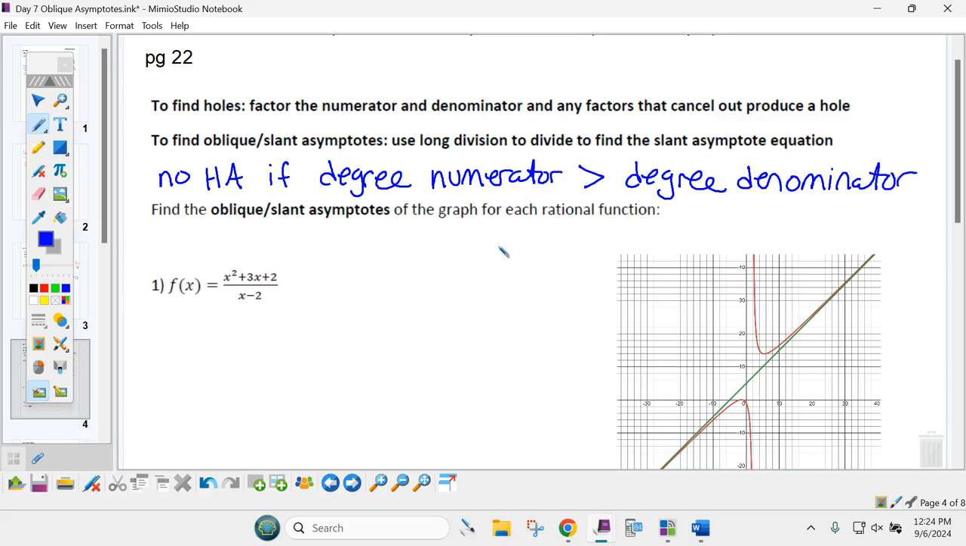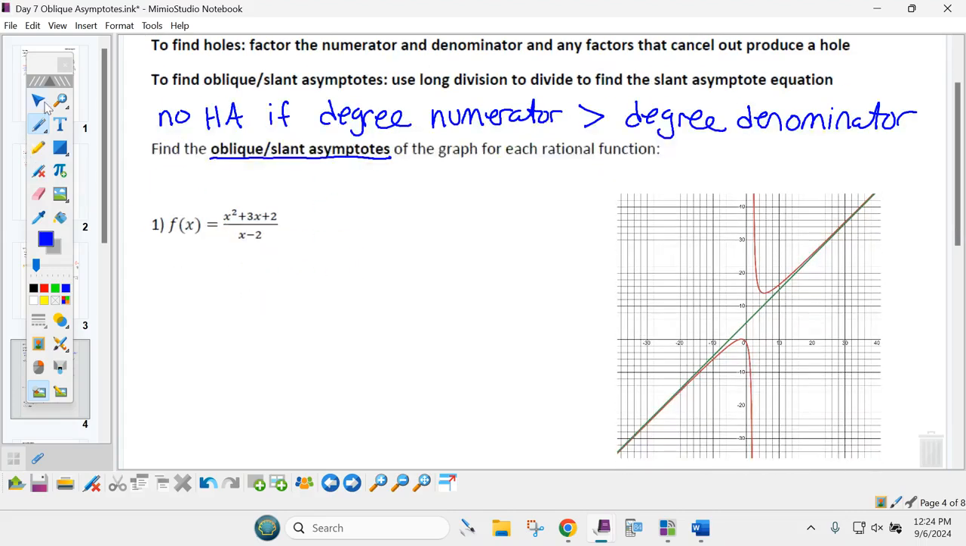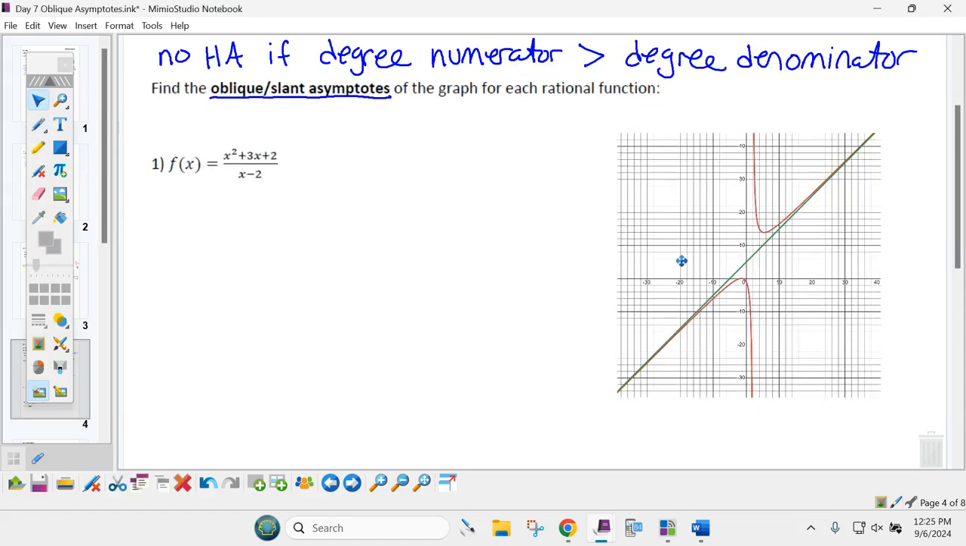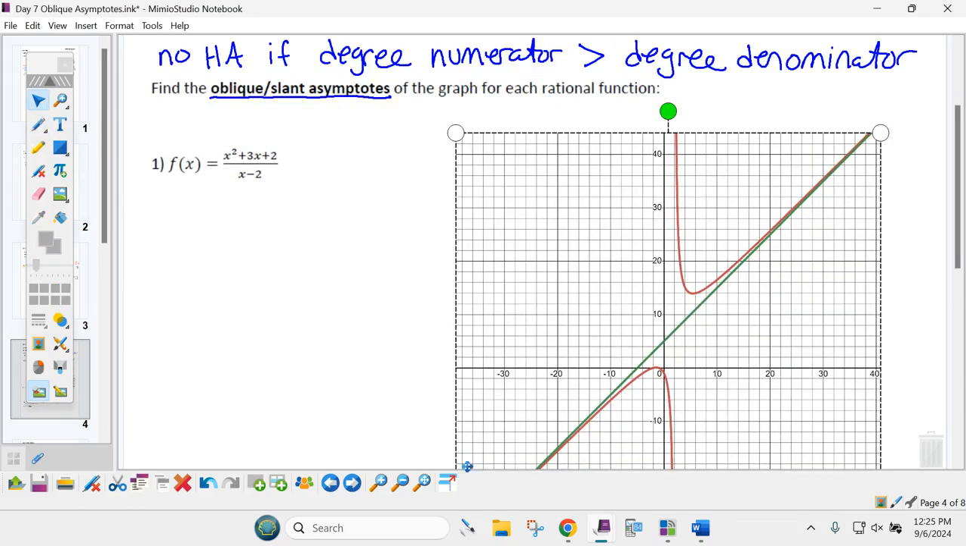And when that situation happens, there is a slant asymptote, which is not horizontal. So we've got problem number 1 here, and you can see the degree in the numerator is 2. The degree in the denominator is 1. So the numerator degree is bigger than the denominator, which creates this green line, which is a slant asymptote. It is not horizontal. Make this a little bigger.